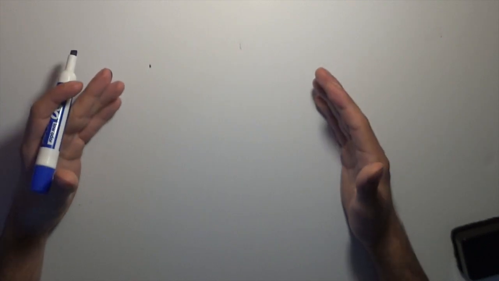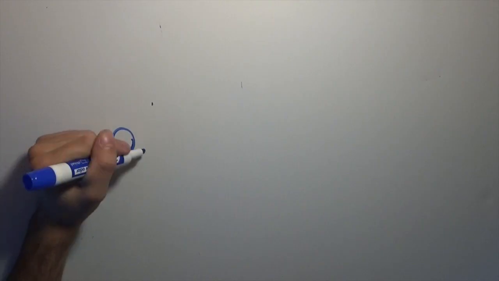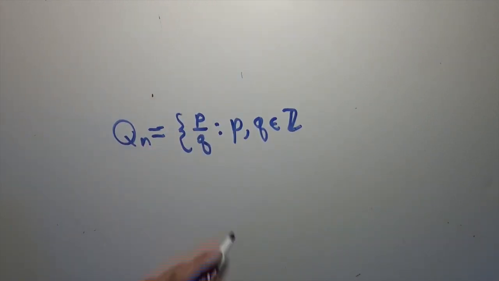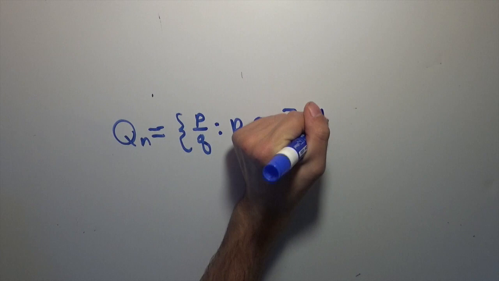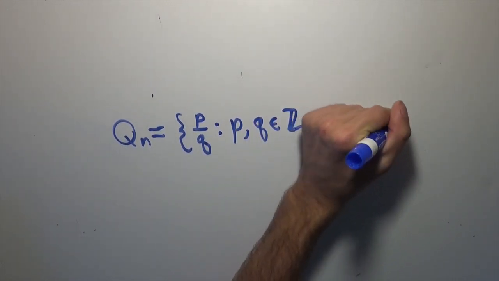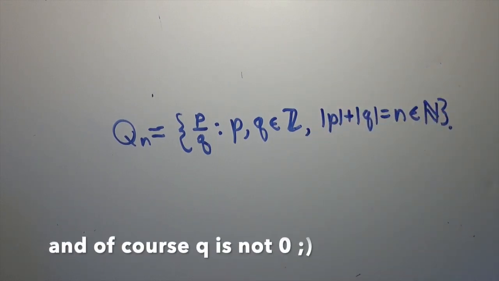Well, let's see. So what I'm going to do to prove that the fractions are countable is I'm going to assume that I have the set of fractions where all of them are in simplest form. So each fraction only appears once and it's in simplest form. So there's no 2/2, there's no 3/3, right? It's just all the numbers appear in simplest form. So we will call a set Qn if it satisfies this property. It will be the set of numbers p divided by q, where p and q are integers, and the absolute value of p plus the absolute value of q is equal to n for some natural number n. Right? That's how we define Qn.